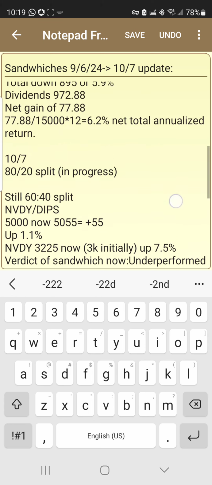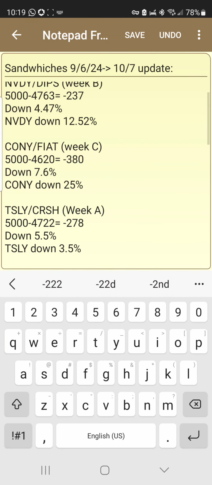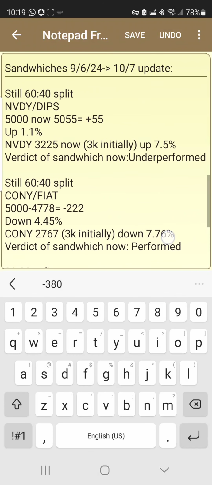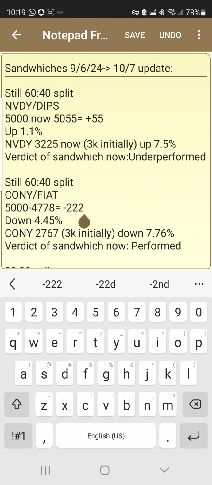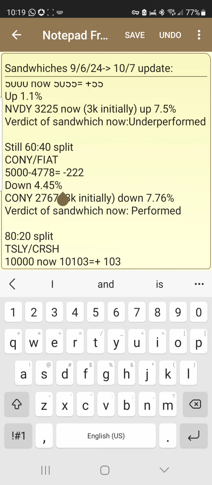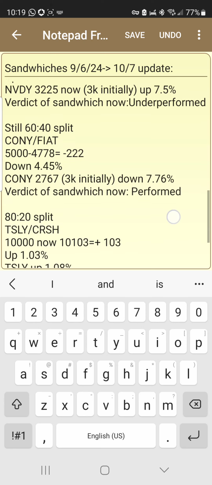If you want to compare that to my down from last month, I was actually down $380. So I'm down $222. So I'm starting to climb back up, even though Coney's been down quite a bit. So I'm down 4.45% together in the sandwiches. Had I had Coney by itself without the inverse, I would have been down 7.76%. So my verdict is the sandwich has performed. It did what it's supposed to do. It's actually kept me down less than I would have been down if I had Coney by itself.